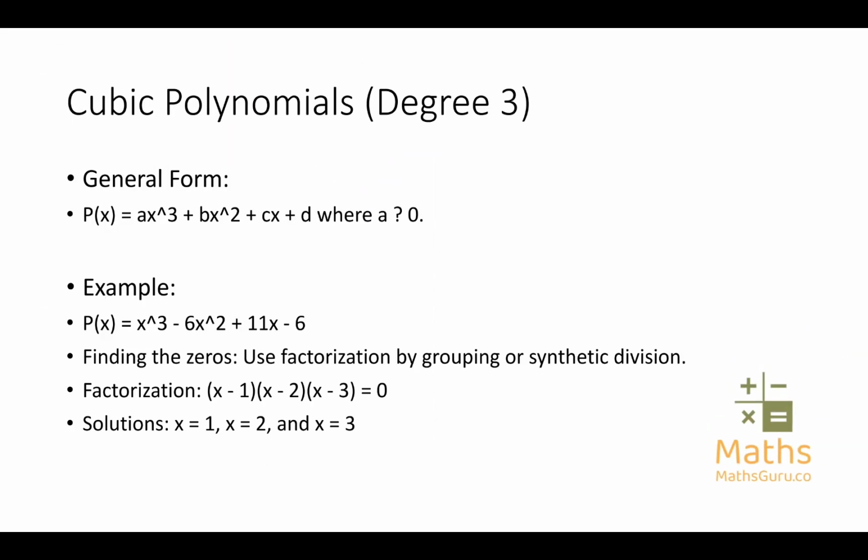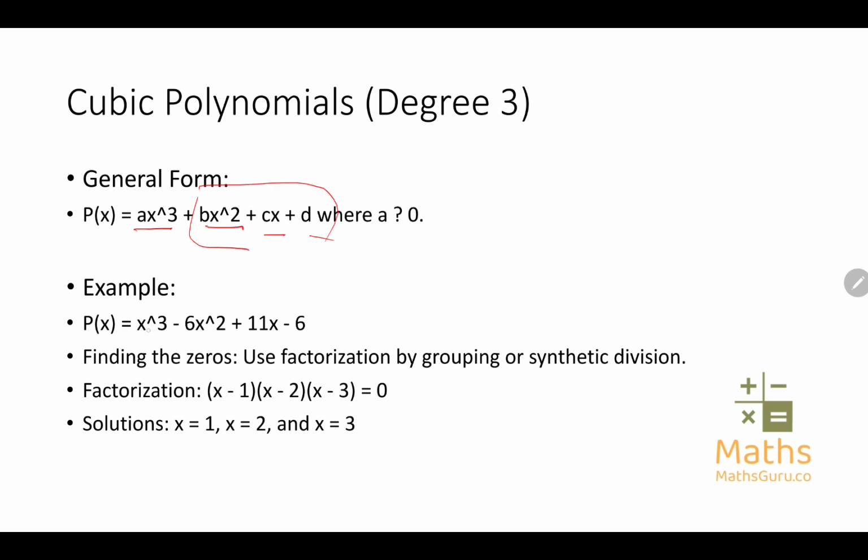Let's take an example of a cubic polynomial. First, learn what a cubic polynomial is. It's in the form ax cube plus bx square plus cx plus d, and the condition is the same: a should not be 0, otherwise it will become a quadratic polynomial.